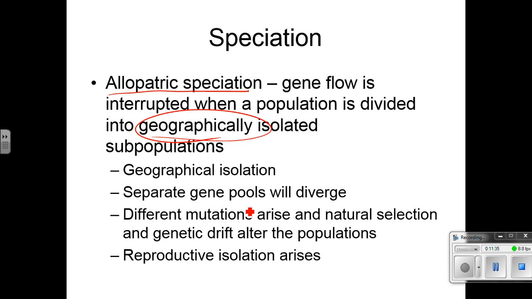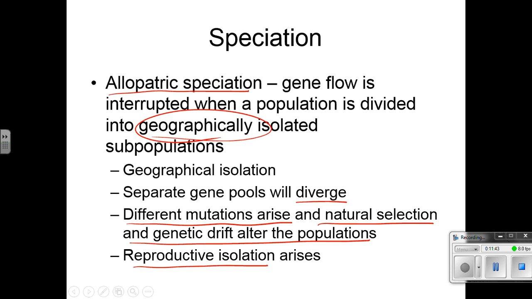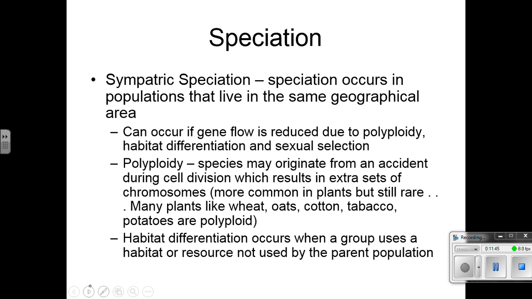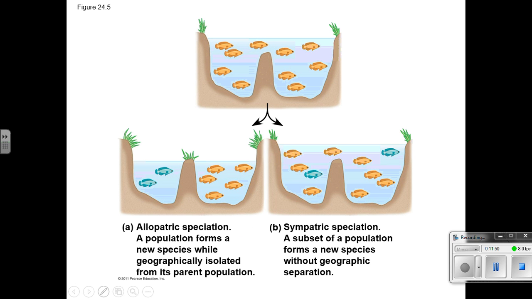The separate gene pools diverge, and then different mutations will arise, and natural selection will act on each population, and then eventually reproductive isolation will arise. So let me go to this picture really quickly. This is allopatric speciation. These two groups are separated by a physical barrier. They can't get to each other.